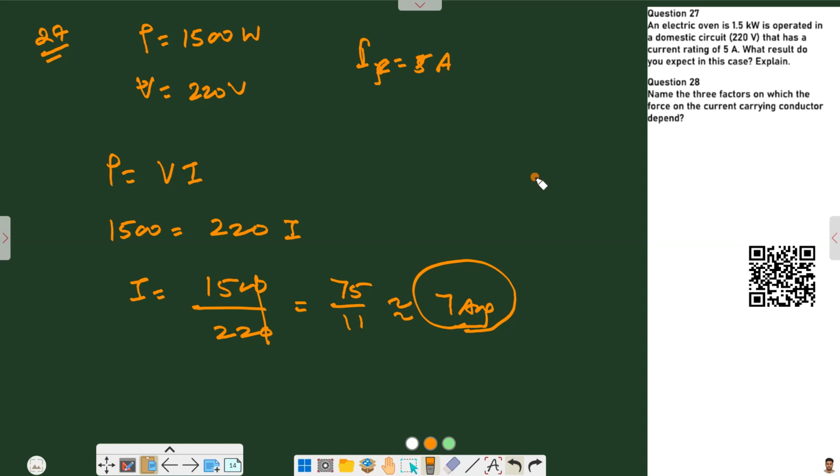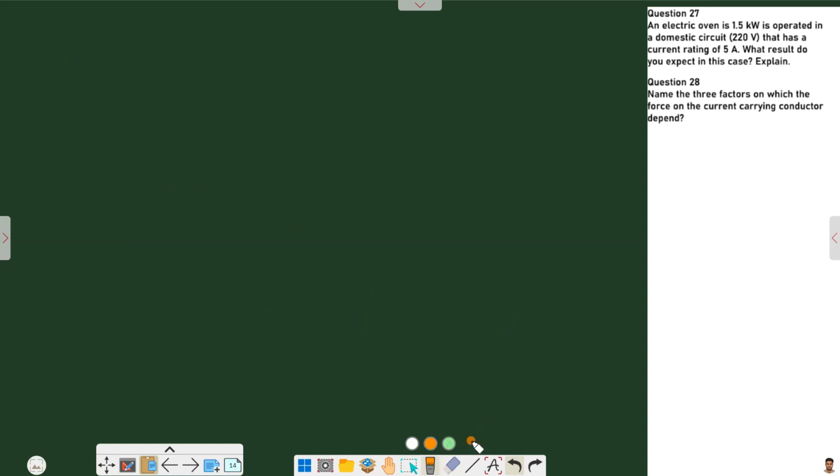So our appliance will draw 7 ampere of current, but our fuse can only allow 5 ampere of current. So again fuse will blow, fuse will melt, and it will not allow current to go beyond 5 ampere. So fuse will blow, circuit connection will be broken, and our appliance will not work. If we want to make it work, then we have to replace this 5 ampere fuse with at least 7 ampere fuse. Okay. With this, question number 27 is complete. Let's move to last question.